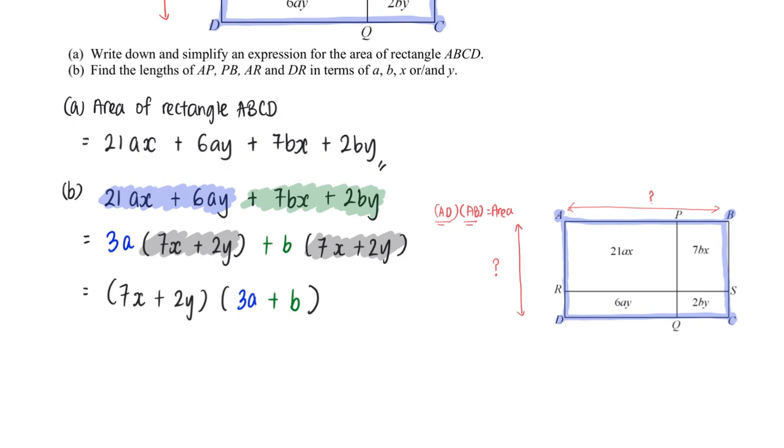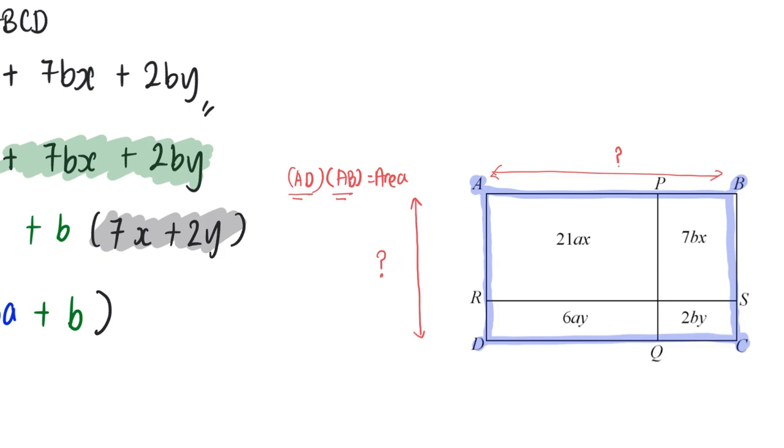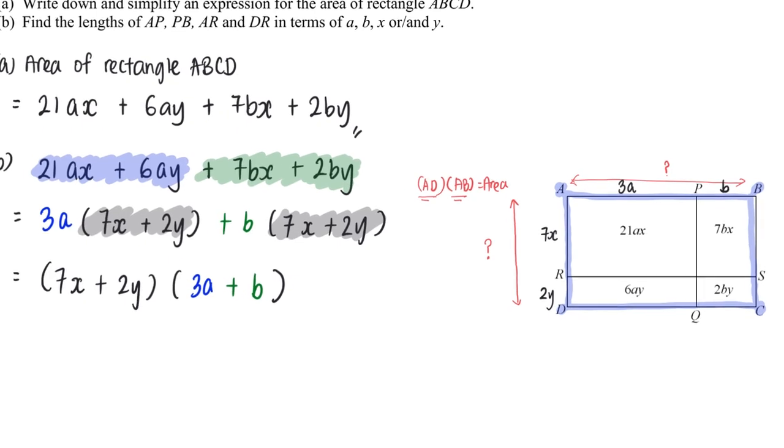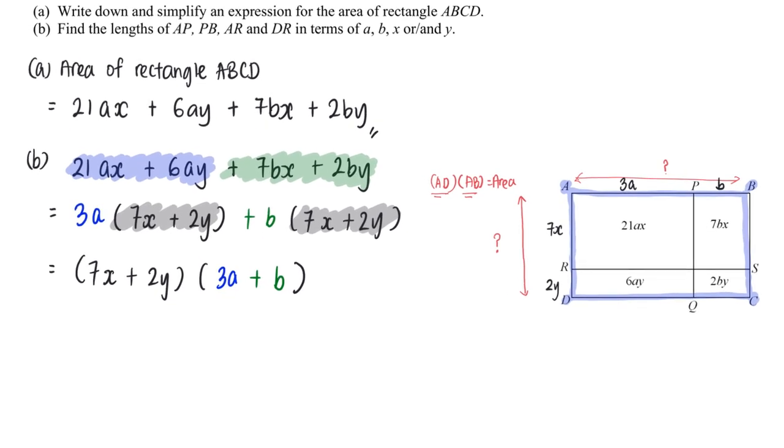7X plus 2Y, I could put it directly into the diagram. 7X, 2Y, 3A, and B, which is exactly what the factorized form of the area is. Can you see that? And once you can see that, then you can therefore write out what the question needs.